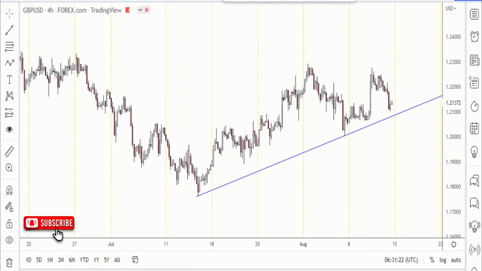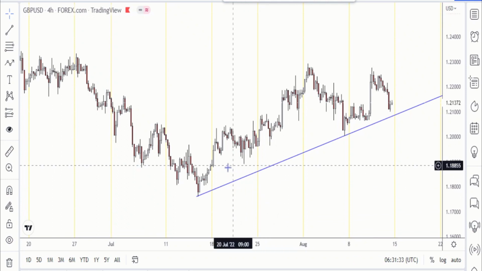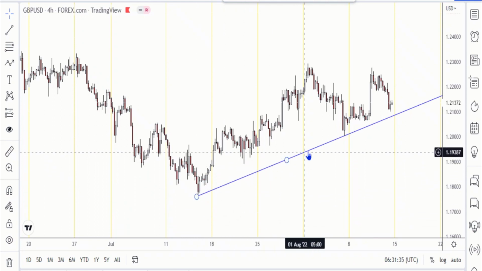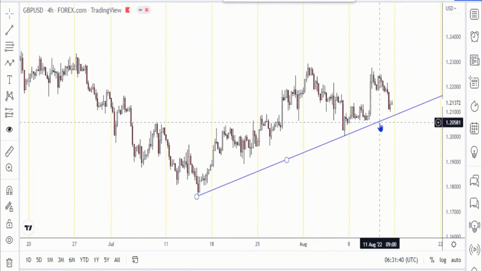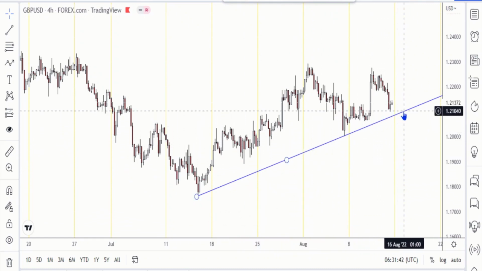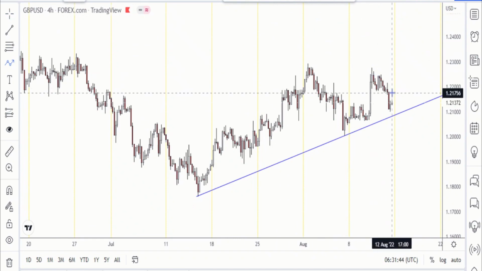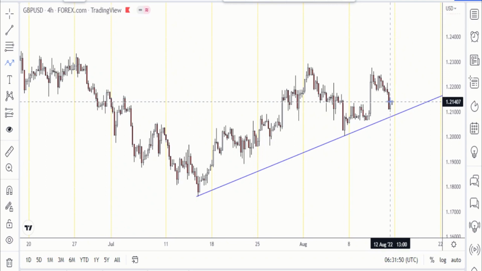GBPUSD, the second pair on the watch list and the positive correlation pair of the Euro USD, is having a very similar market structure to the first pair on the watch list that we treated. So the GBPUSD has also been on an uptrend for the past 1 month, and we have this uptrend line to set up our trade ideas against. So it's a very similar forecast in terms of the Euro USD. It bears a lot of similarity to it.